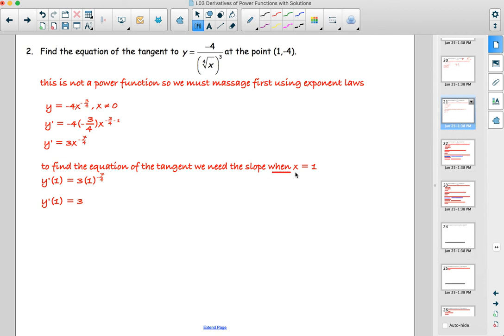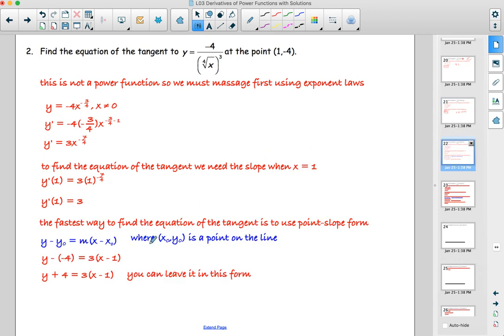To find the slope of the tangent when x is 1, you can say that in math by writing this. Y prime at 1 is 3 times 1 to the -7/4. 1 to any exponent is 1. 3 times 1 is 3. So now we know what the slope of the tangent is. And remember, the equation that we're using is point slope form, m times x minus x naught. So we have everything we need now to finish off. We have x naught, we have y naught, and we have our slope of our tangent over here. And so let's just finish that off on the next slide.